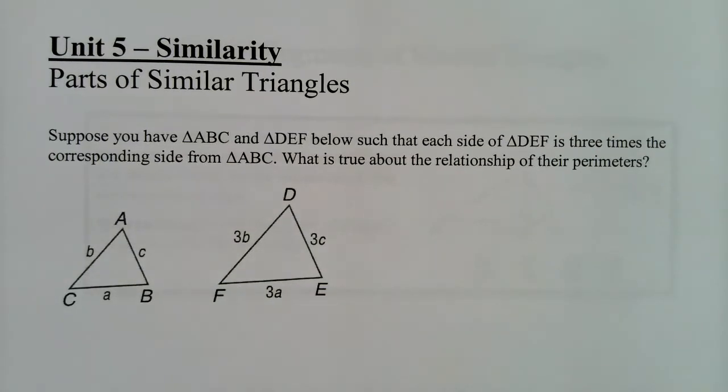All right, so this is the final lesson in Unit 5, Similarity. The lesson is called Parts of Similar Triangles.